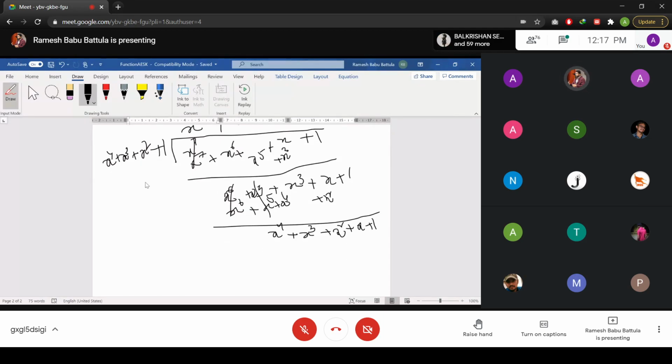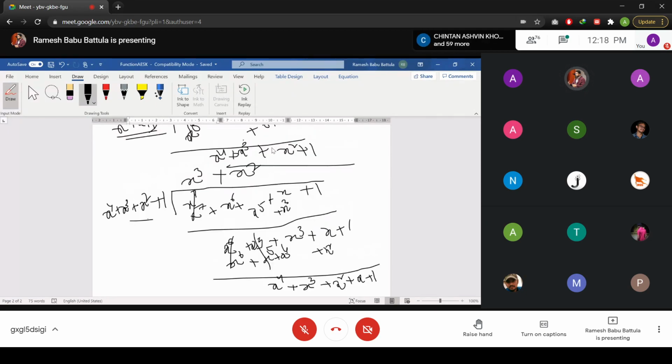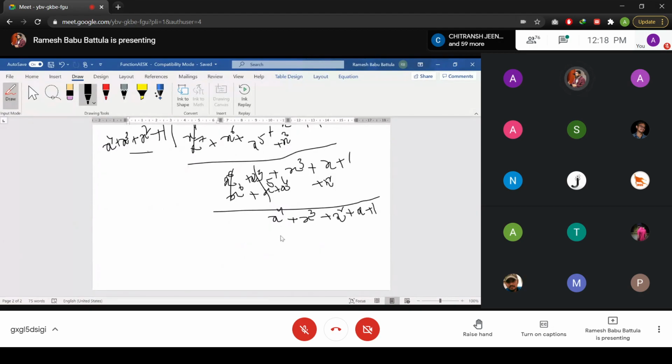You compare this value and this value. Which one is greater? This one is greater. That's why you need to continue this again. Again here plus 1 will come. So then you are supposed to use here x to the power 4 plus x to the power 3 plus x square plus 1.